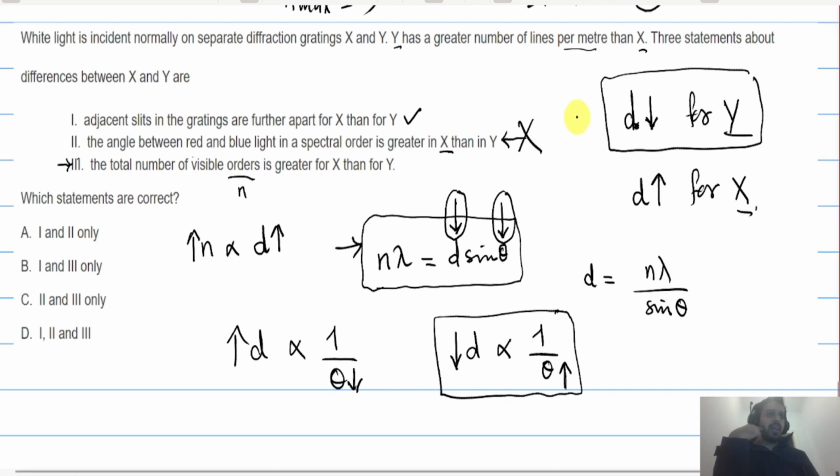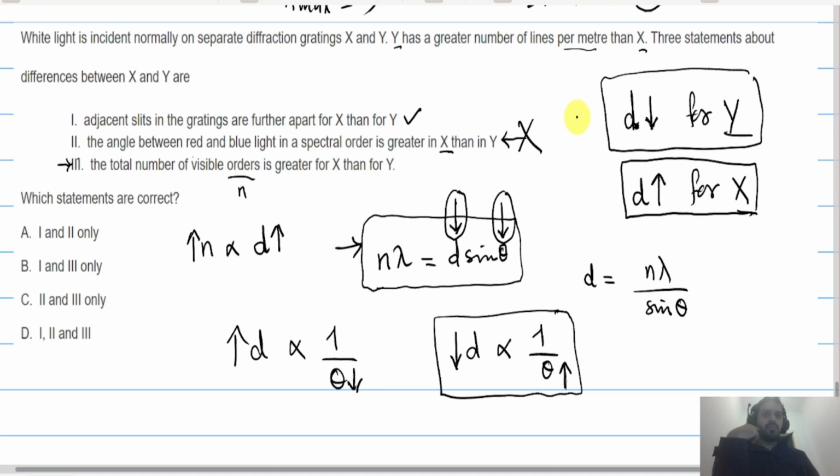And we can see that for X, d is greater than for Y. So n should be greater for X than for Y, which is exactly what this third statement is saying, that the number of orders should be greater for X than for Y. So this must also be correct. So the correct answer is 1 and 3 only, which is option B.